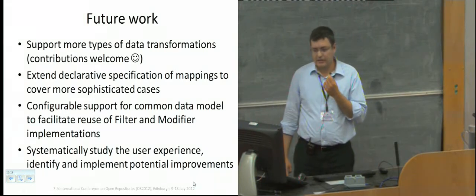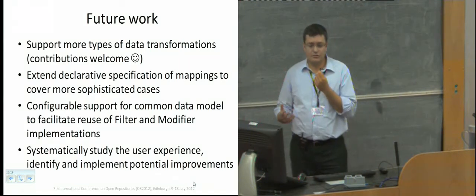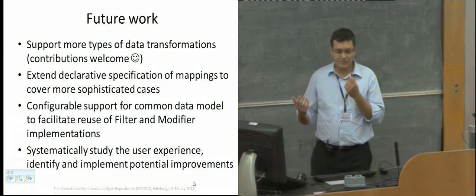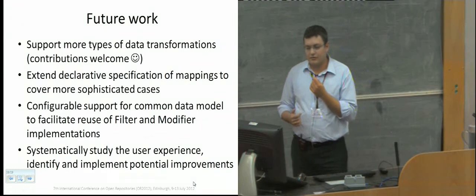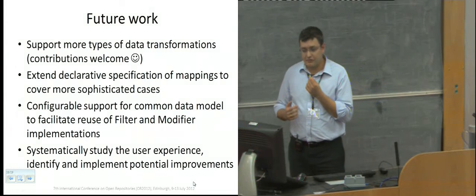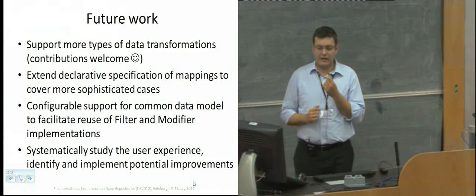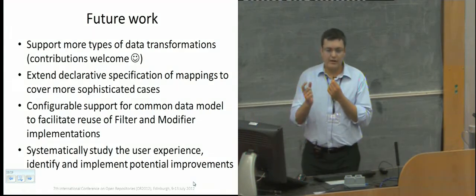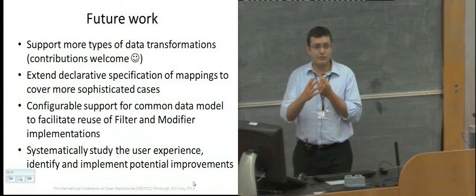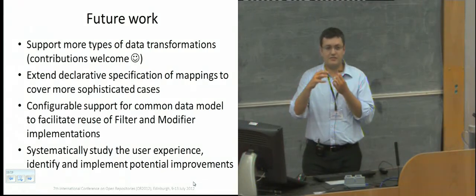Regarding future work, obviously this is a constantly evolving tool, so we need to support more and more types of data transformations, and of course contributions are very much welcome for that. We would like to extend the declarative specification of mappings to cover more sophisticated cases of mapping. At the moment we practically support only one-to-one mapping between fields, so it's easy to specify that, but there are cases where you need, of course, more sophisticated mappings, like the merging of fields, the splitting of fields, and so on.